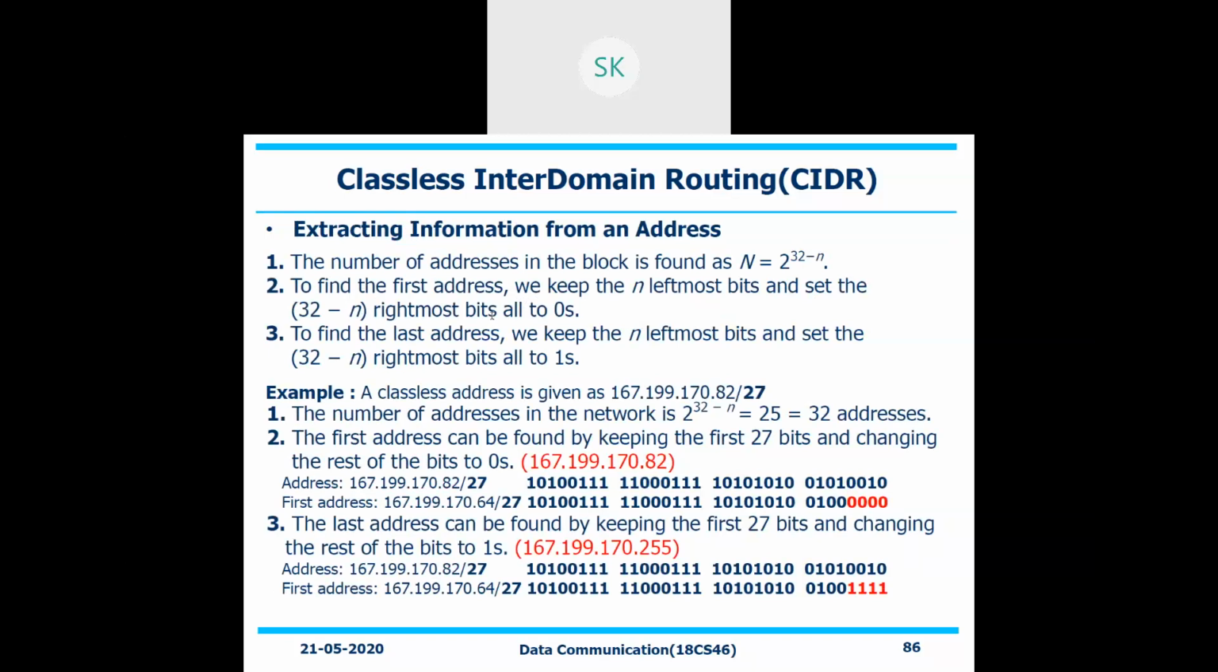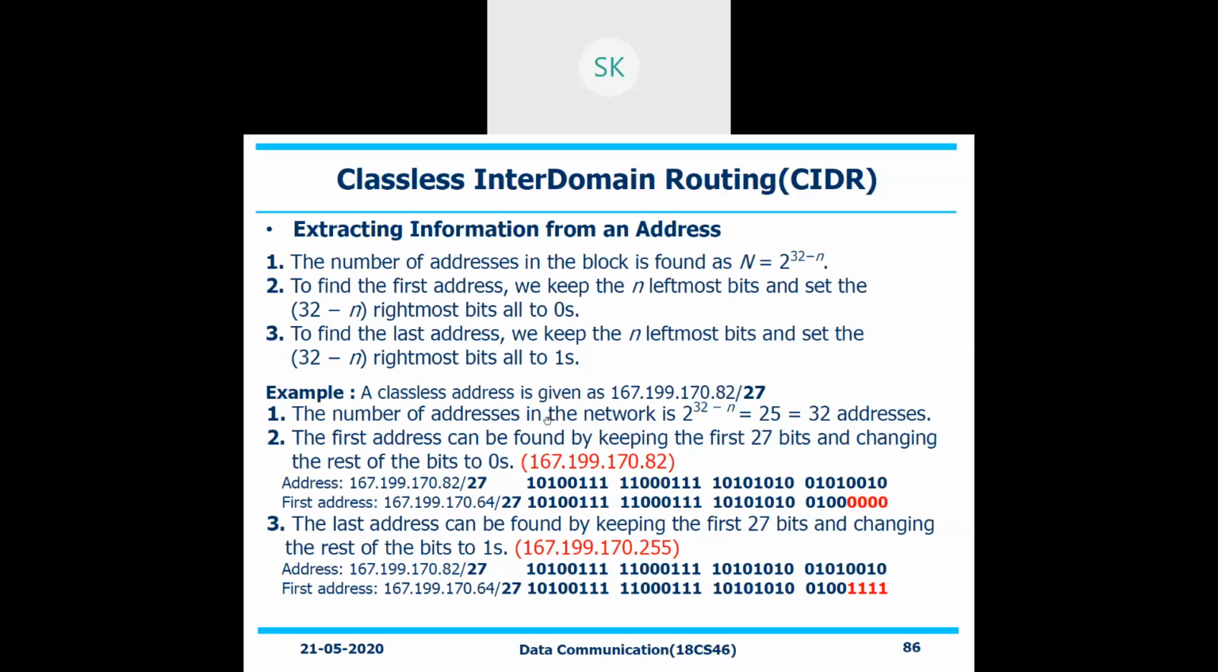Are you getting this? To find the first address, we keep the leftmost n bits as they are, and the 32 minus n rightmost bits are changed. So the rightmost bits should be all 0, 0, 0 for the first address. If they are all 1, 1, 1, then that is the end address. Starting address is 0, 0, 0, ending address is 1, 1, 1. That is how we identify the starting and ending addresses.